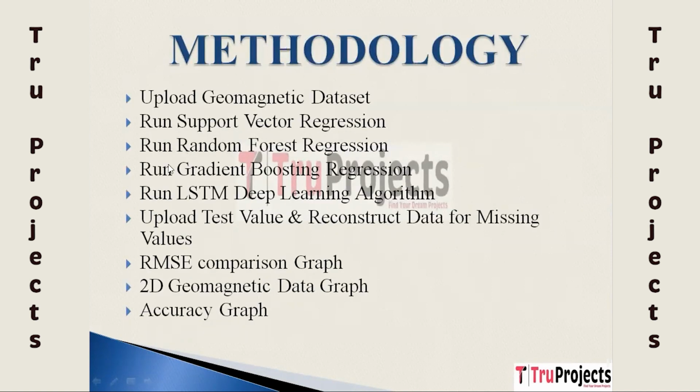To execute this project, we have designed the following modules. The first module is Upload Geomagnetic Dataset. In this module, we will enable users to upload their geomagnetic dataset obtained from sensors. The provided data will contain information about the Earth's magnetic field readings, sensor IDs, and timestamp records. This dataset will be used for training and evaluating the algorithms.